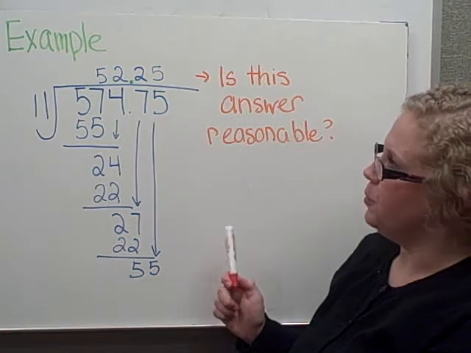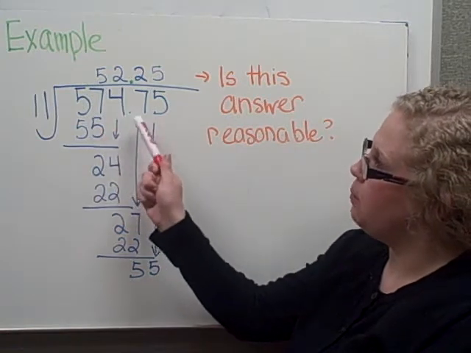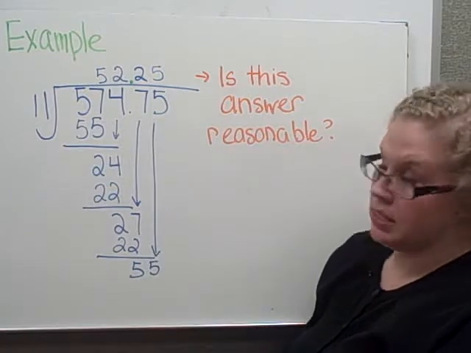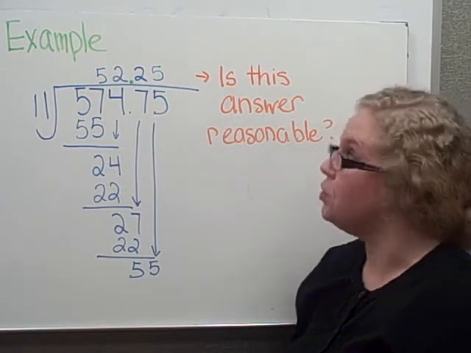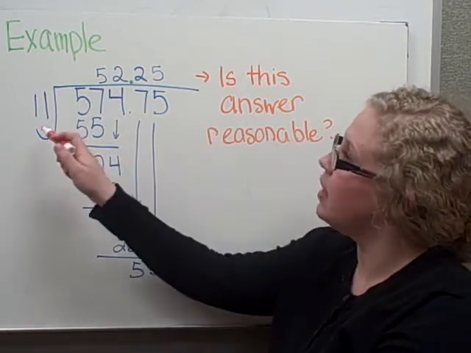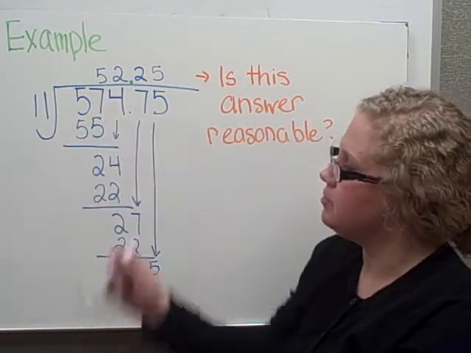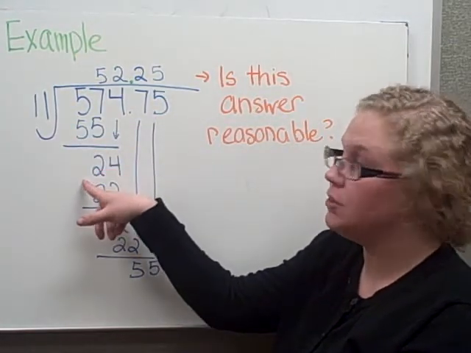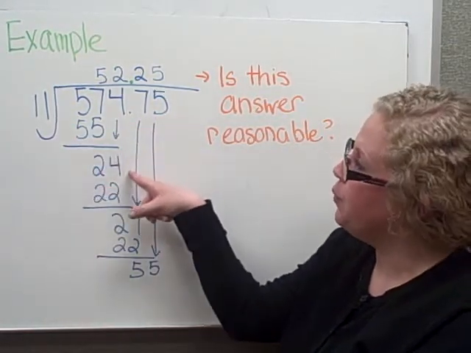Now we have an example, 574.75 divided by 11. We divide as if they were two whole numbers. So here's the math for that. 11 goes into 57 5 times. 5 times 11 is 55 with a remainder of 2. We bring down our 4.